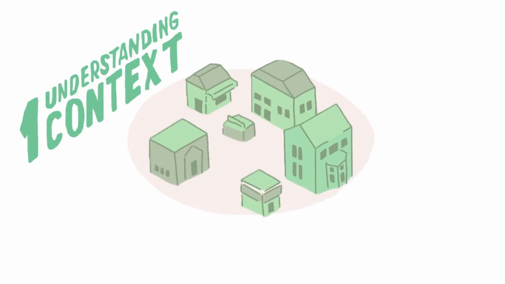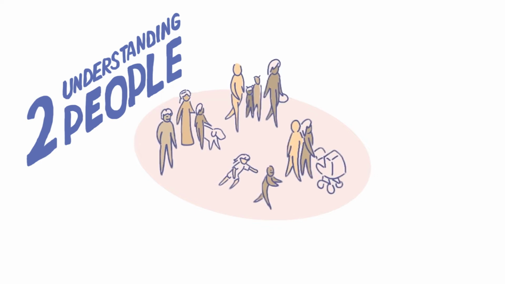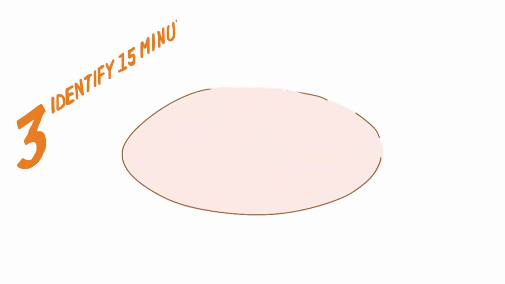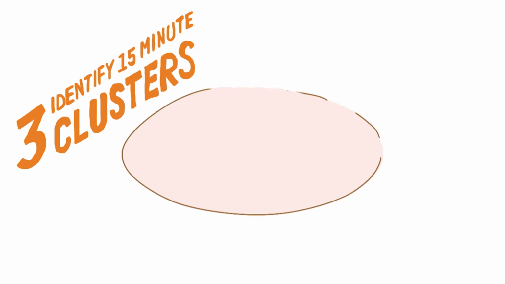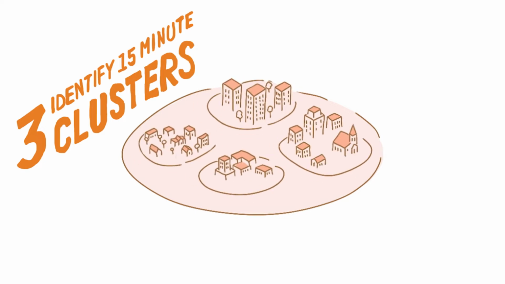Step 1. Understand context. Collect neighborhood data, map out networks and existing infrastructure, and collaborate with the local community. Step 2. Understand people. Engage local communities to diagnose needs, wants, and co-ideate solutions. Step 3. Identify potential neighborhood clusters. Identify existing decentralized networks or infrastructure of cities to map out neighborhood clusters and understand the specifics of each cluster.